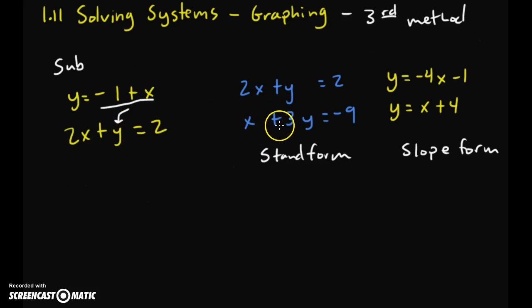This second type of system is best set up for elimination. When they're in standard form, where x's are lined up, y's are lined up, and constants are lined up, it's best set up for elimination. And then this third form, when the equations are in slope-intercept form, it's best set up for graphing. But we've learned that you can pick and choose which method you like the most.